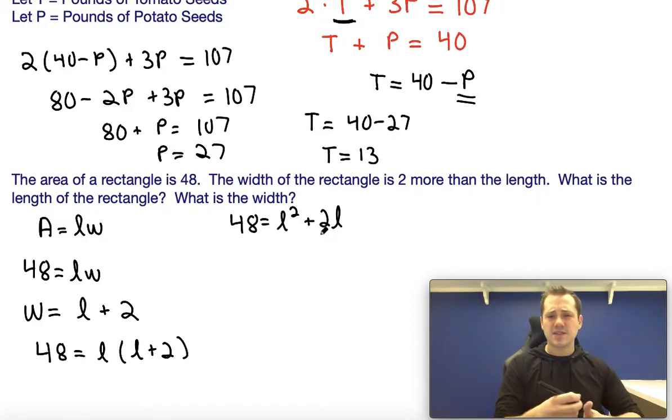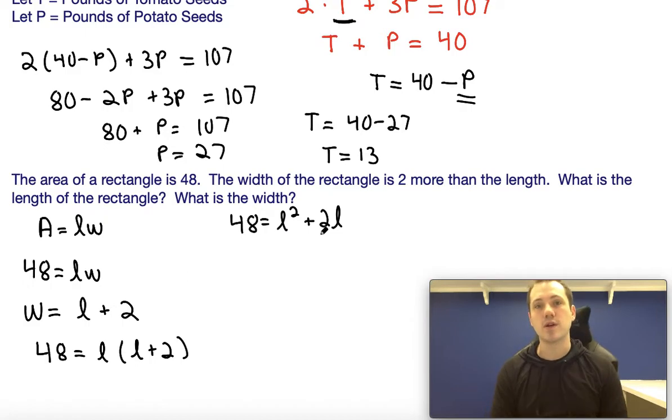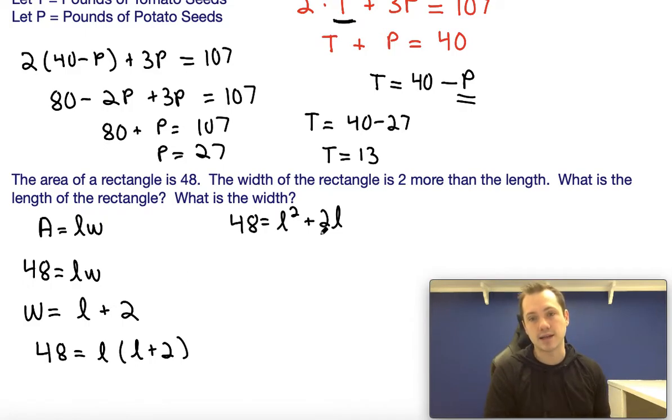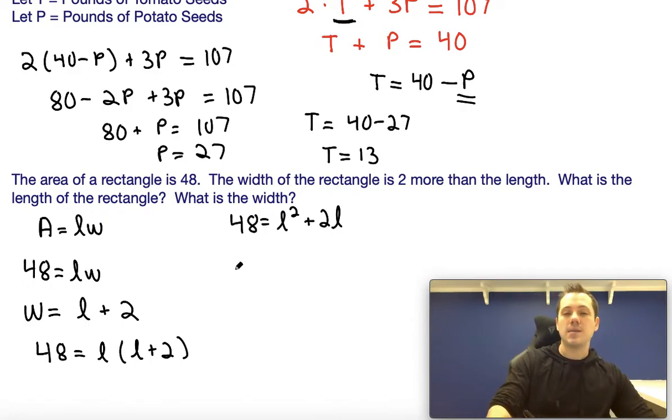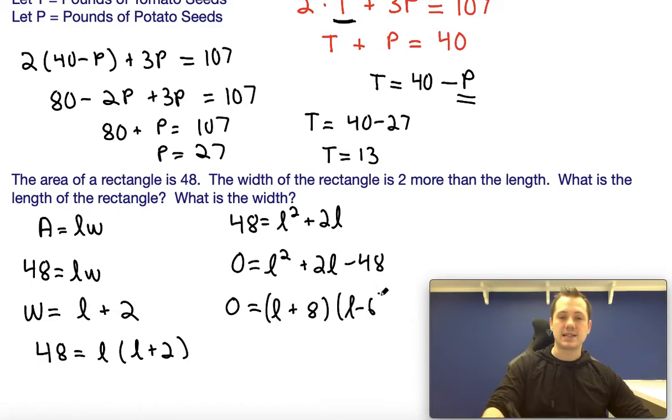And we have to ask ourselves, what kind of equation is this? Well, this is a quadratic equation. We know that because we have an L squared, an L, and a constant term. So anytime you have a quadratic, you have to bring everything to the same side. And then we have to factor. So for factoring, we're thinking of two numbers that multiply to negative 48 and add to 2. So those numbers would give us L plus 8 and L minus 6.